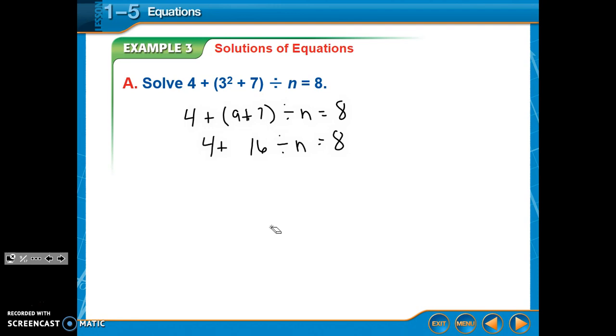4 plus something gives me 8. Because I know this is going to be one step, 4 plus what is 8? That would be 4. So 16 divided by what gives me 4? That would be 4. So I'm going to have 4 plus 4 equals 8, and basically n is 4.